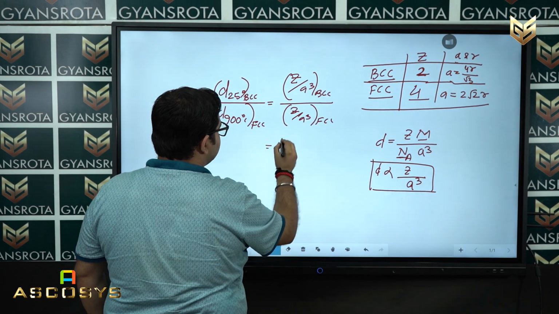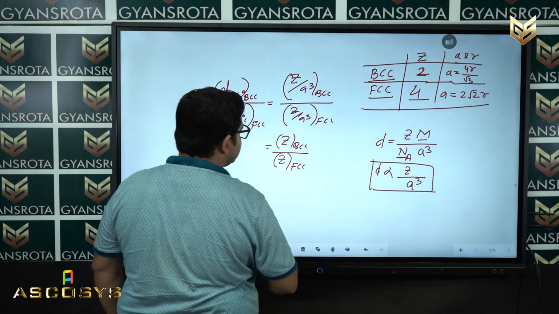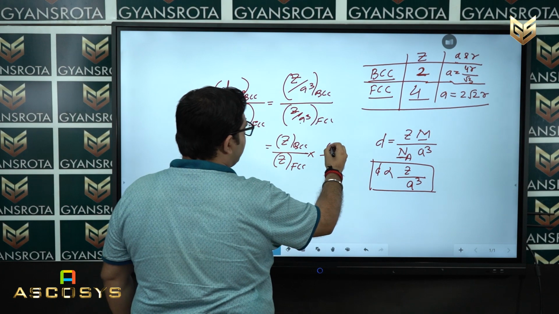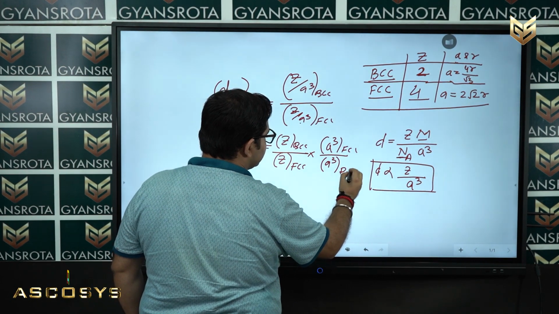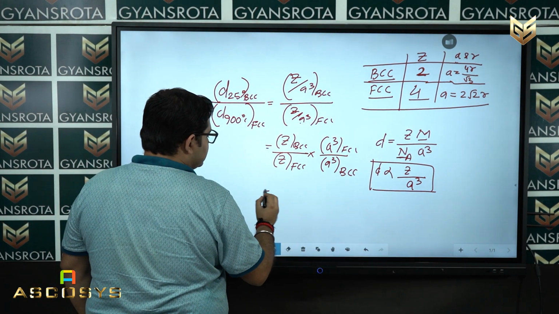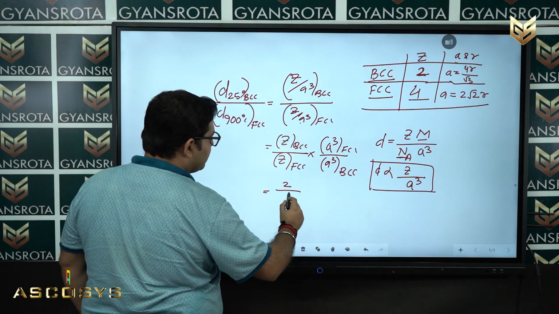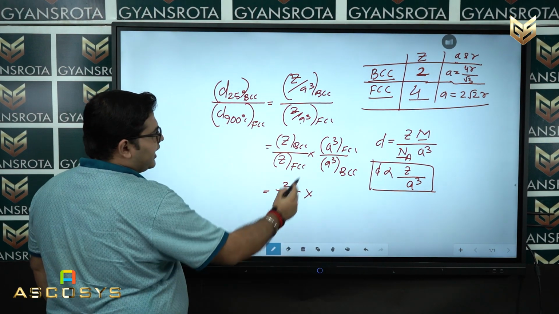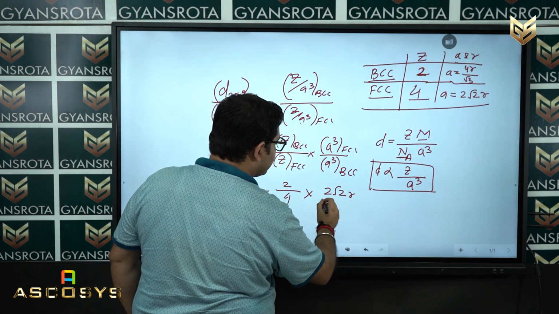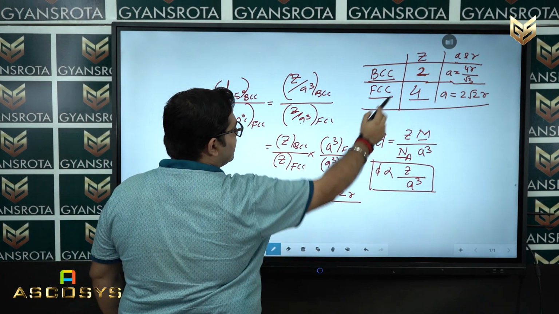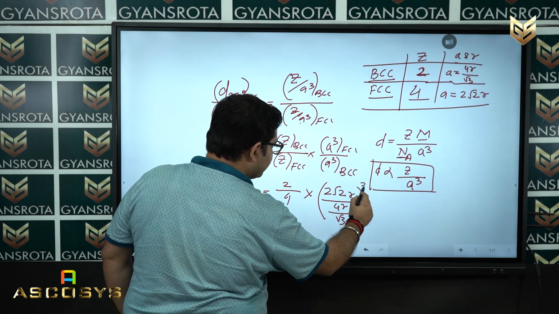Now just rearrange this term, that is Z for BCC and Z for FCC, and the A cube part will go above, A cube for FCC and A cube for BCC. So Z for BCC, what is the value? It will be 2, and what is the value for FCC? It will be 4. A for FCC will be 2 root 2 R, and for BCC it will be 4R by root 3, and this part will be in cube form.